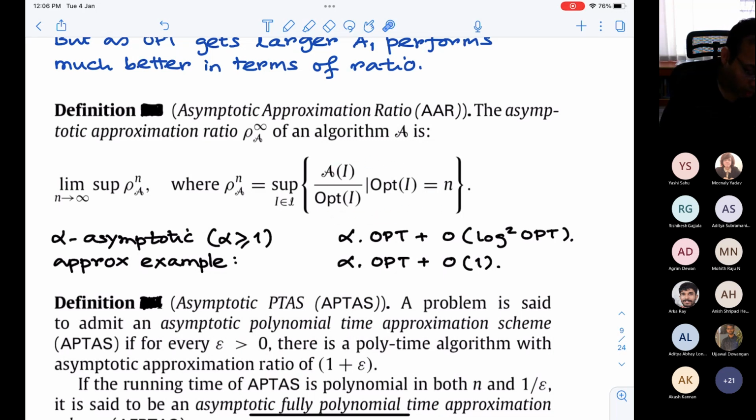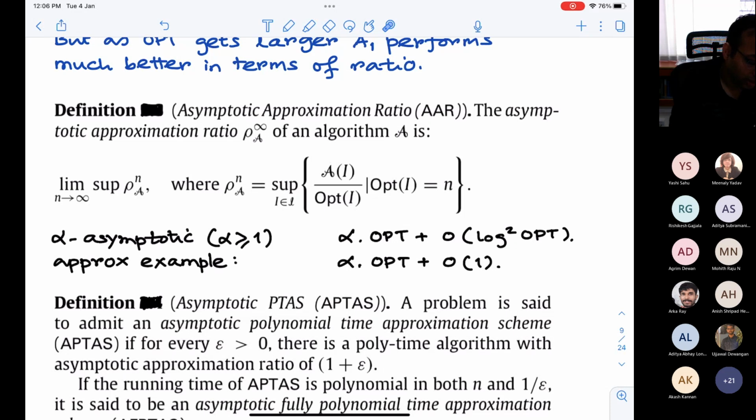And then you look at all possible such inputs and look at the ratio, that is called this rho n. So basically for all instances with optimal value equal to n, you look at what is the worst case ratio that the algorithm provides, that's this value. And then you look at the limit of this value, lim sup of this value. What does it mean? As n tends to infinity, what is the worst case value of this term?